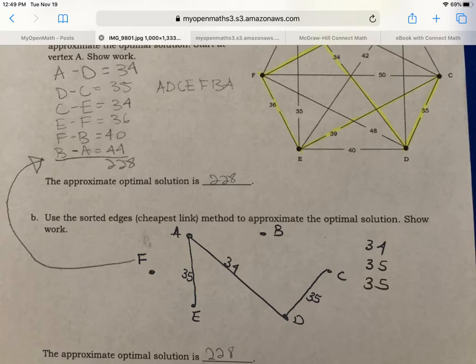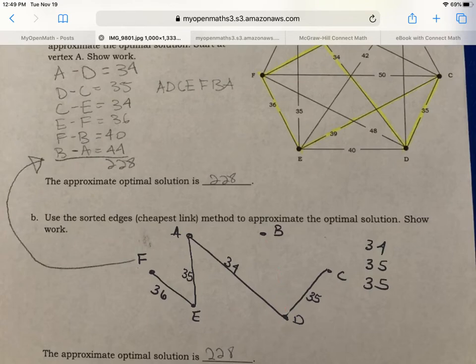Okay, next was the weight of 36, and that FE had a weight of 36. Now there was another 36, but I think you see, I'm going to go ahead and write a different color here. If I use that 36, that would give me a degree of 3. And since I'm trying to make a circuit, that will not work, will it?